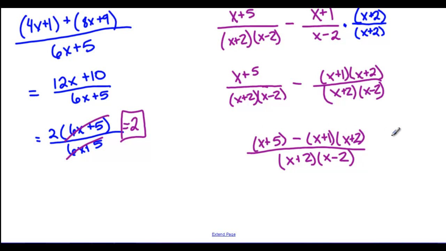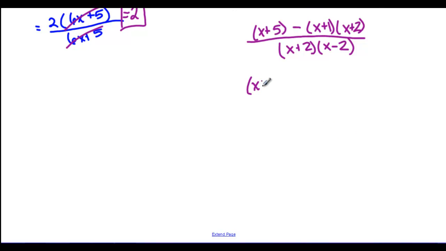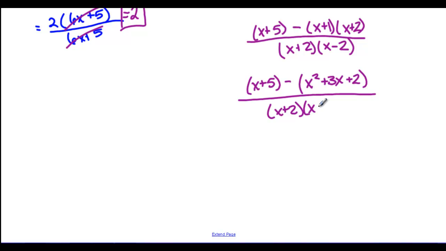Now, this top actually takes a little bit of thinking. We can't just subtract one of these over here on the right. We also can't just reduce. So we actually need to multiply these two together, and then we need to distribute that negative symbol. So we're going to have x plus 5 minus, and if we FOIL this, we're going to have x squared. This will be plus 2x plus x, so plus 3x. And then the 1 times 2 will be plus 2, all over x plus 2, x minus 2.